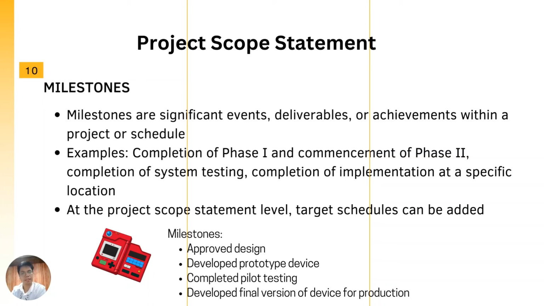For the Doggy Dex project, there are four milestones identified. First is the approval of design. Second is the development of a prototype device. Third is the completion of the pilot testing using the prototype device. And fourth is the development of the final version of the device for production.